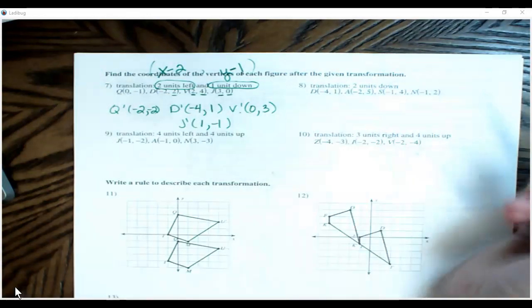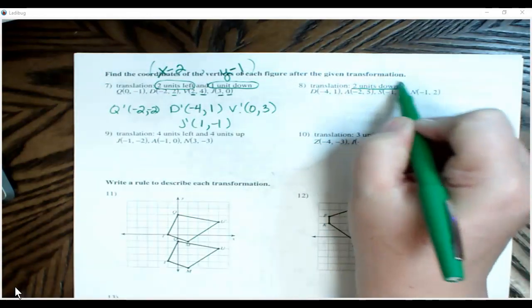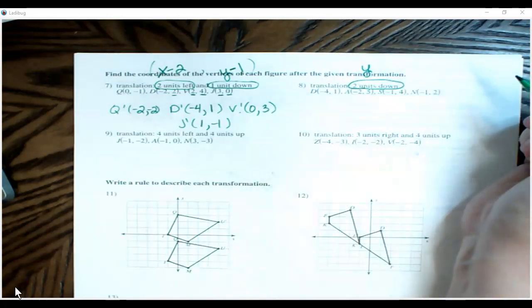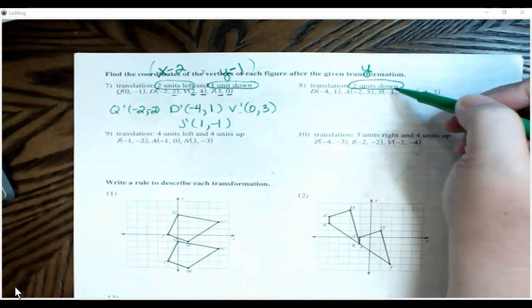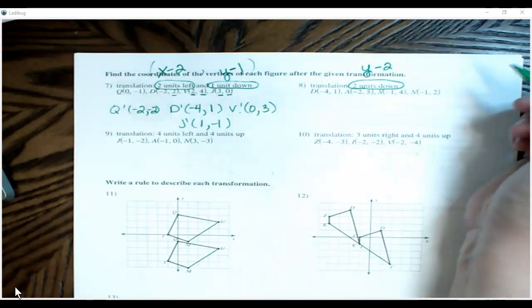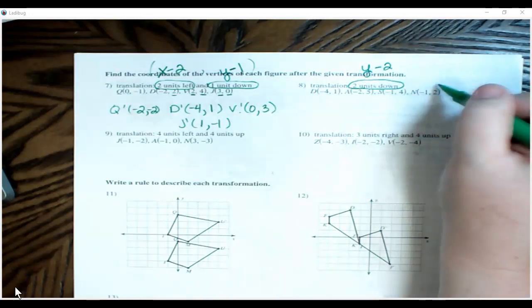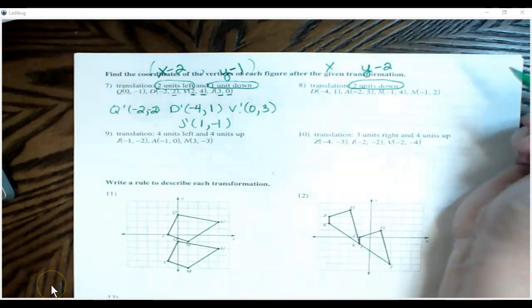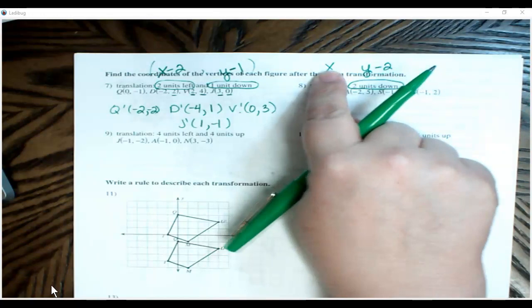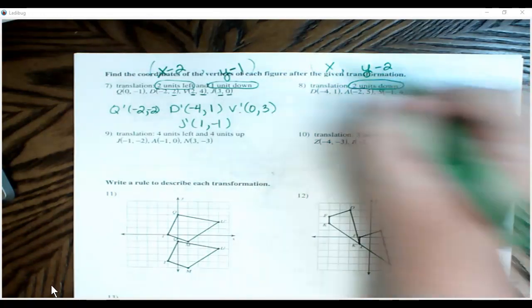On number 8, 2 units down, that is a y direction. What's happening to the y? We're going down. So is that adding or subtracting? Right, that's subtracting 2. But now there says nothing about the x coordinate. There's nothing that says we're doing anything to the x. So if we're doing nothing to it, it just stays the same.